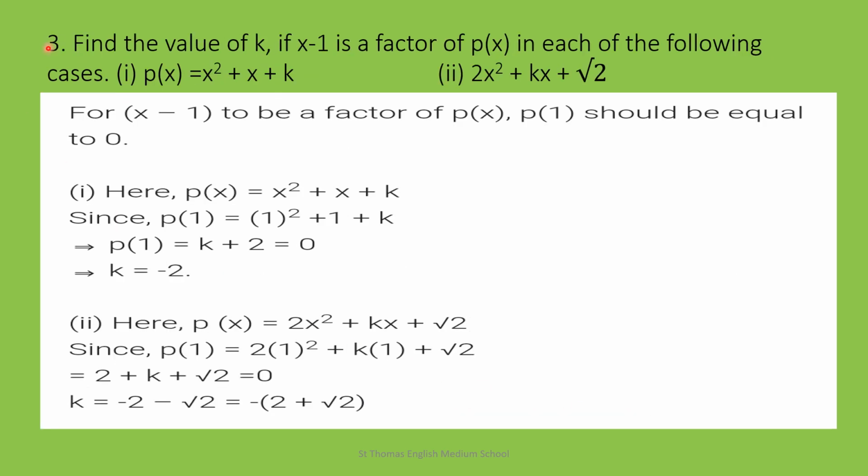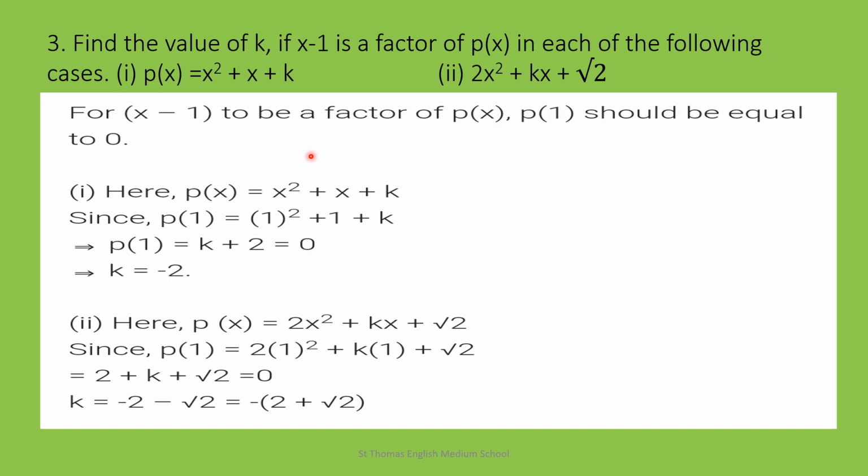Exercise 2.4, question number 3. Find the value of k if x minus 1 is a factor of p of x in each of the following cases. The first one is p of x equal to x square plus x plus k. You have to find the value of k, and it is given x minus 1 is a factor of p of x. Therefore, p of 1 equal to 0.